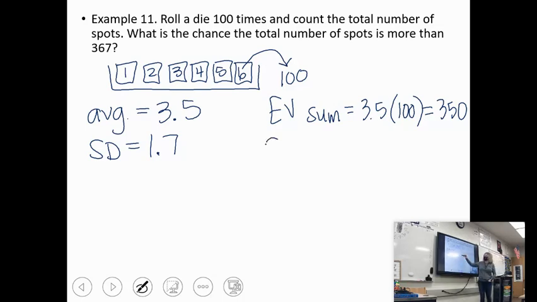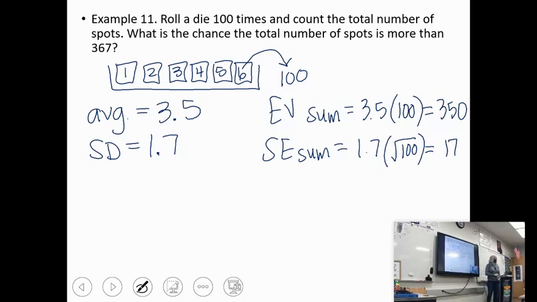Okay, well, let's find out what the give or take is. So SE sum is the standard deviation times what? Square root of the draws, which is just going to be 10. So give or take 17. So that's reasonable. That is 95%. That is reasonable.